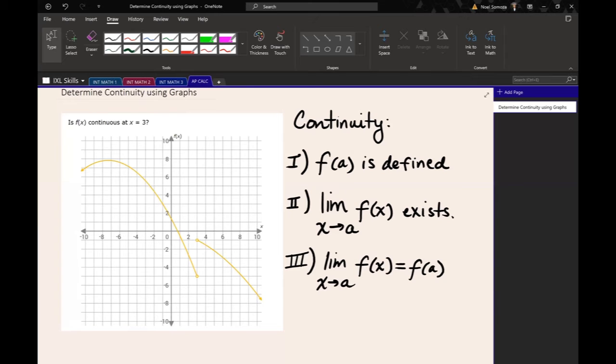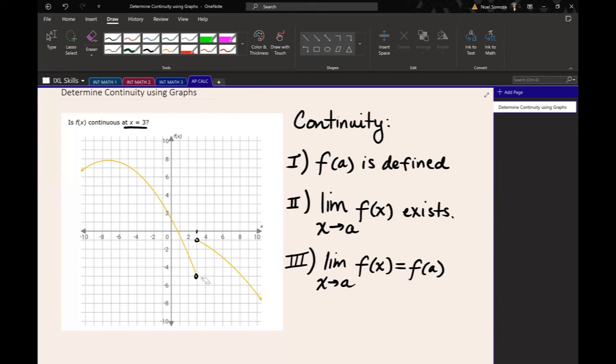So for example, if I'm looking at this curve, I first need to make sure that the function is defined at 3, right? Because I'm asking, is it continuous at 3? It might be continuous at other points, but specifically at 3, what is happening there? So if we look when x is equal to 3, which would be here, do we have a defined output? And in this case, we don't. We have two undefined outputs, one here and one here. So this function would not be continuous because it fails the first part of the definition.